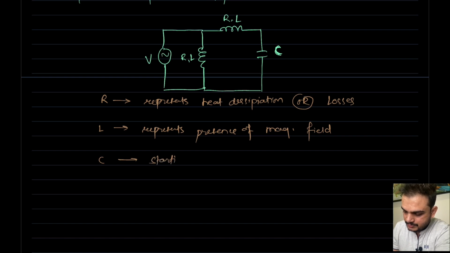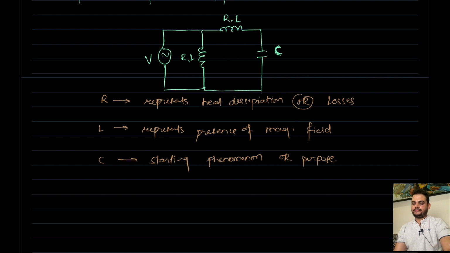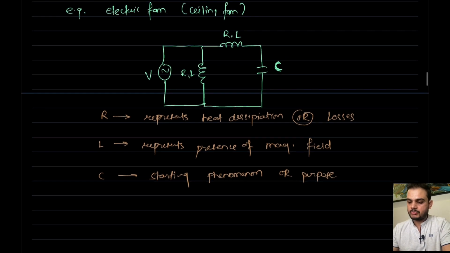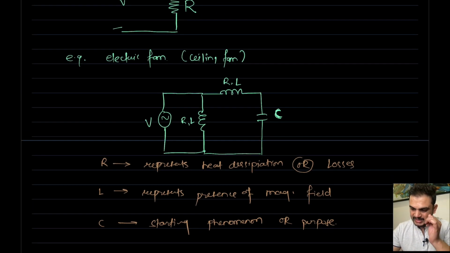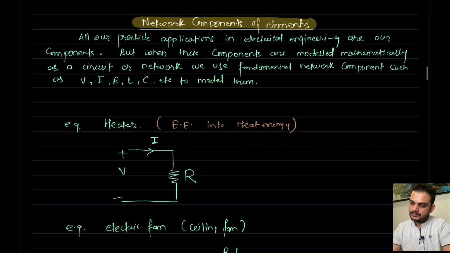It is for starting purpose, right? This single phase induction motor, the ceiling fan induction motor, is also called what? Capacitor start and capacitor run, because without a capacitor the single phase induction motor won't get started. That's why the capacitor is important. Okay, fine. This is about some examples for this statement.